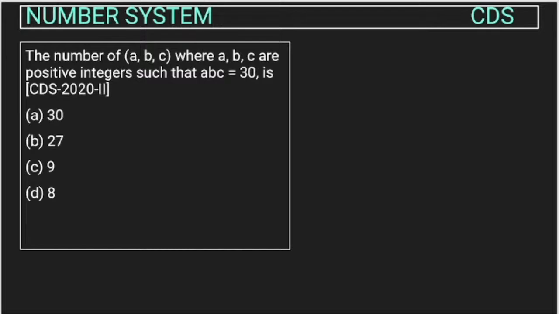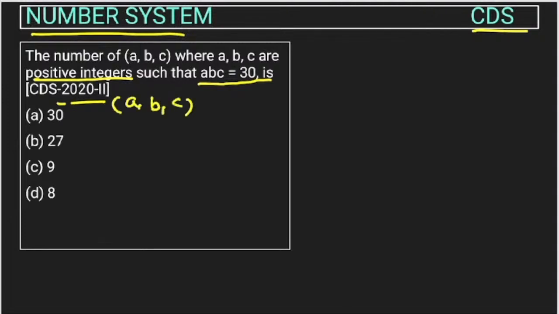Now this is the next question from the number system chapter asked in the CDS exam of 2020. The number ABC, where A, B and C are positive integers. So we have to consider only positive values, right? Such that ABC is 30. So there are three values A, B, C whose multiplication is 30. This is given, right? So what are the divisors or the factors of this 30? That will be the values of A, B and C, right?